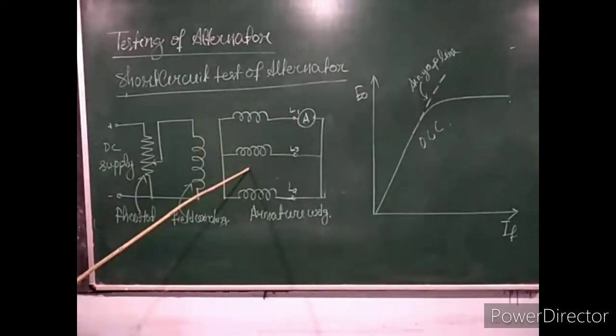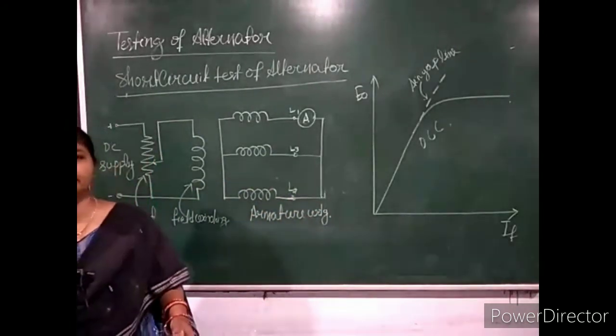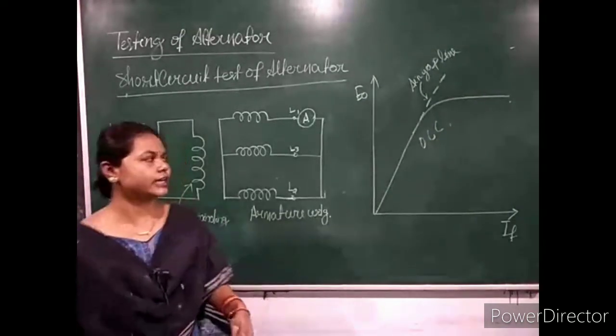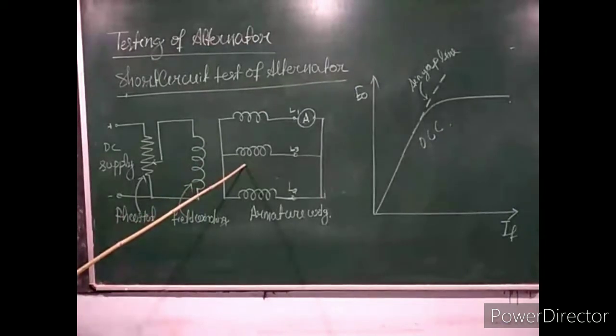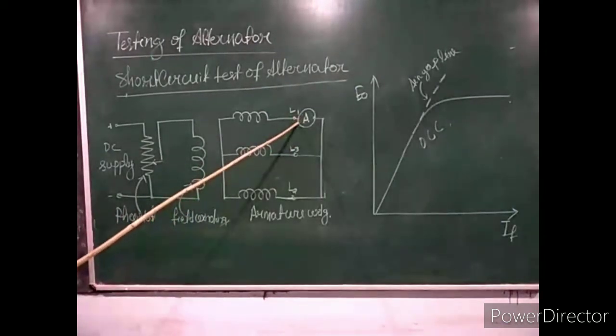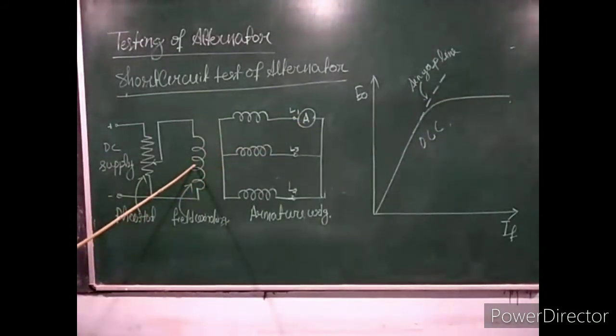What do you mean by a balanced system? A balanced system means all the line and phase quantities are equal. So here, since all three currents will be equal, only one ammeter is connected in any one of the three phases. A high value rheostat is connected in the DC field circuit to vary the field current. This is the rheostat.